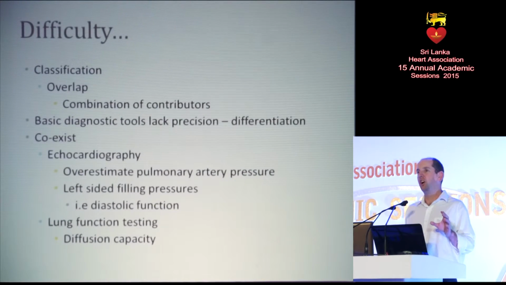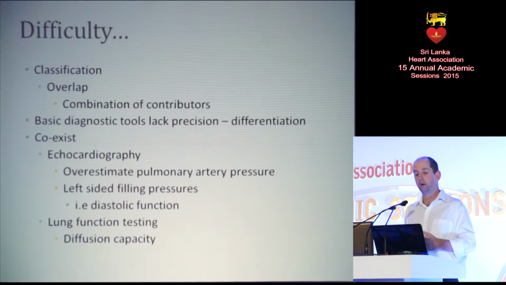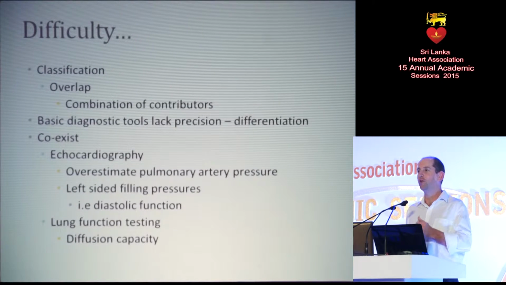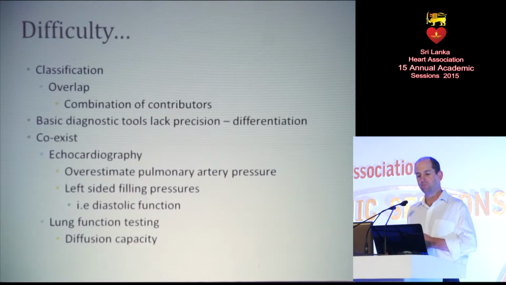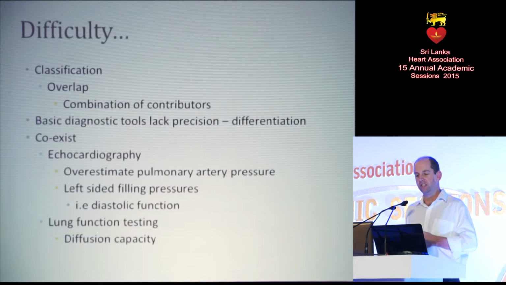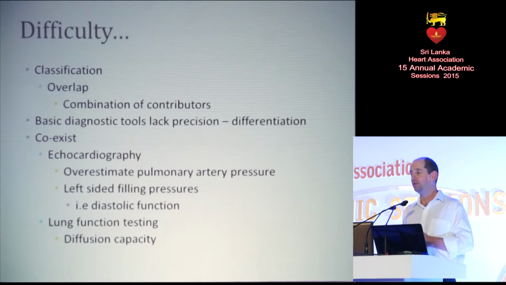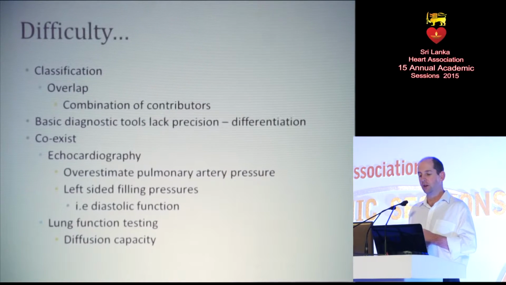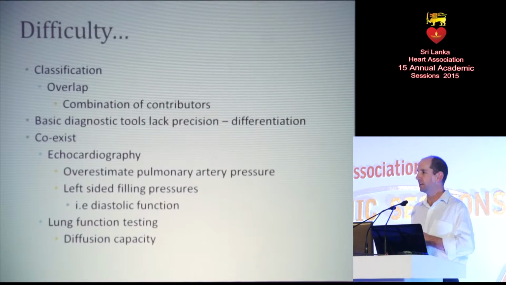Going back to that earlier slide, I think classifying pulmonary hypertension into different numbers is very difficult, because there is often an overlap in a number of varying contributors to pulmonary hypertension. I think our basic diagnostic tools lack precision in terms of differentiating these causes, which hopefully I'll impress upon you this evening. But certainly the biggest difficulty is that certain conditions can coexist. Now, Dr. Bastian will try and convince you otherwise, but I think that echocardiography overestimates pulmonary pressure from time to time and is limited in terms of assessment of diastolic function.